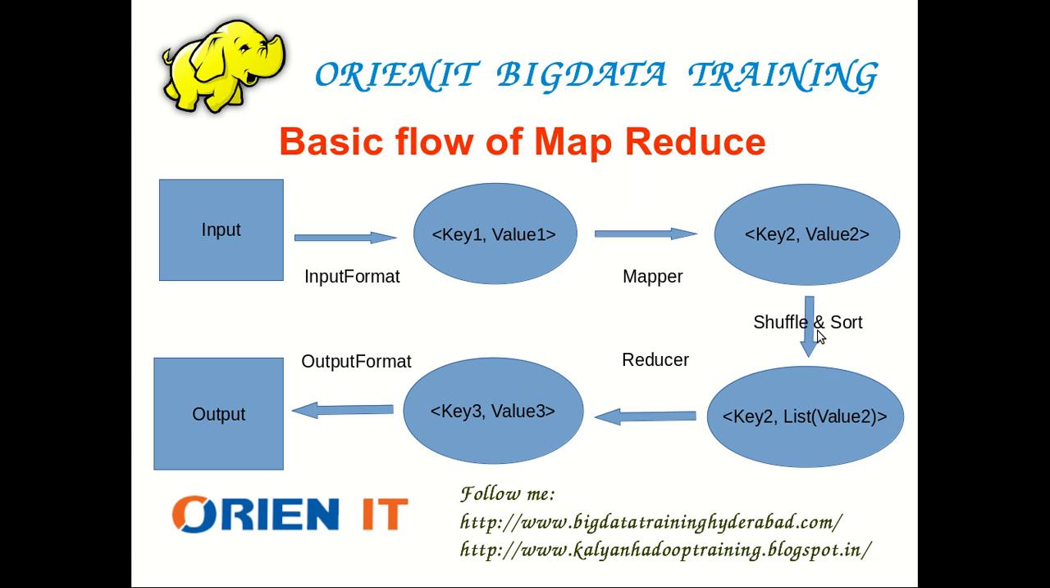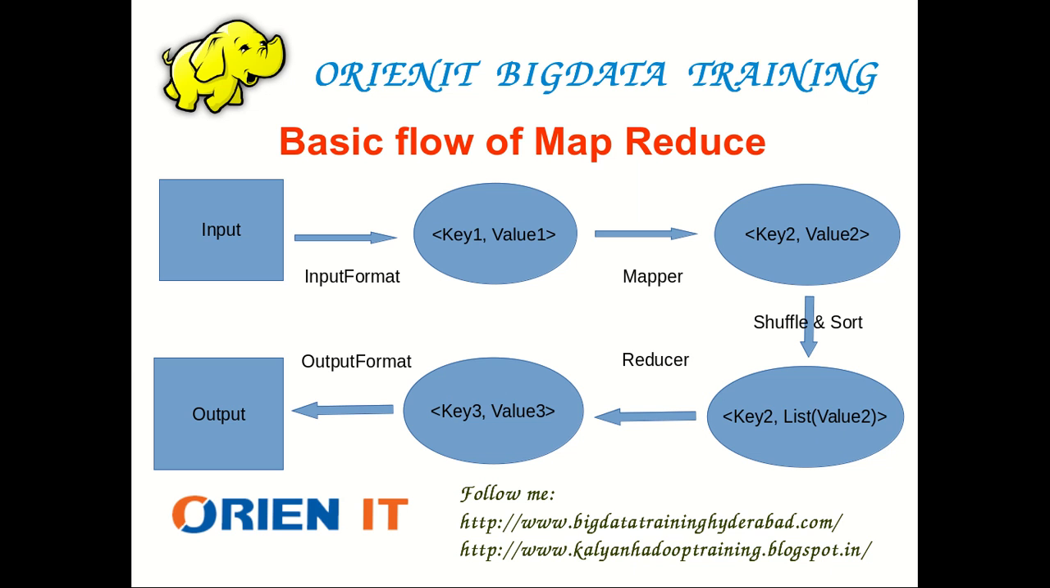So what exactly is the input format's responsibility? It will read the file with the help of the record reader. There is an internal concept called record reader. With the help of your record reader, the input format will read your input file and convert that input file into n number of records. Those records will be passed to the mapper class.